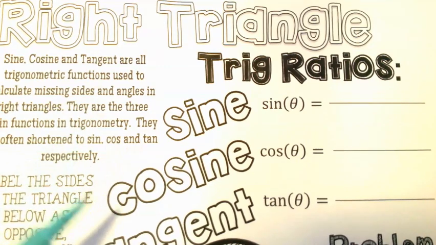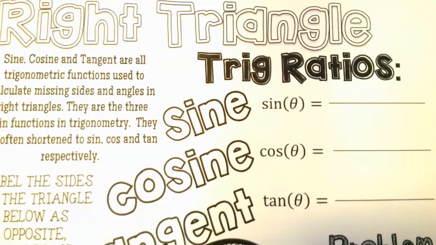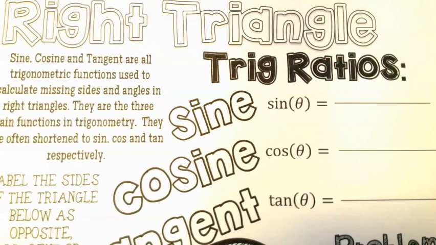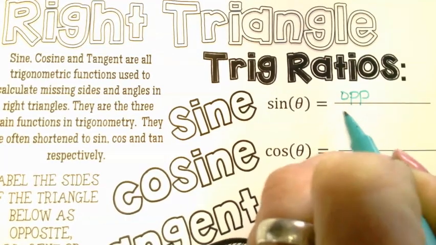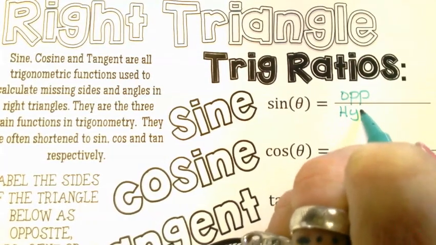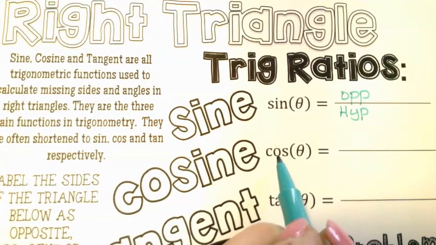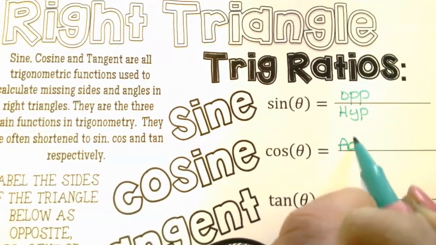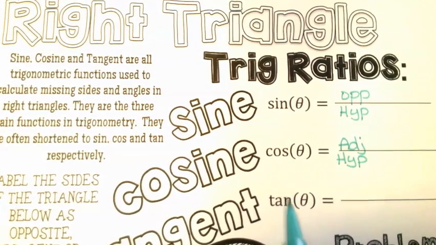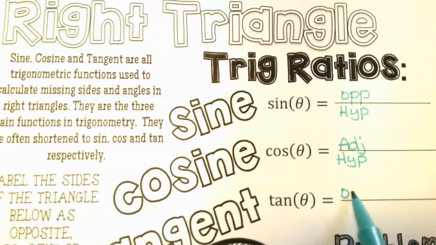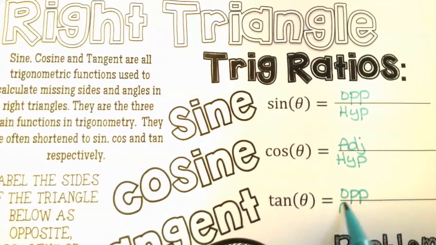I'll have them marked special so you know what they are. Remember, we're talking about sine, cosine, and tangent. These are the different ratios that we can get from right triangles. Remember that it has to be a right triangle in order for us to use these ratios. So the sine ratio is opposite over hypotenuse. The cosine ratio is adjacent over hypotenuse. And the tangent ratio is opposite over adjacent.